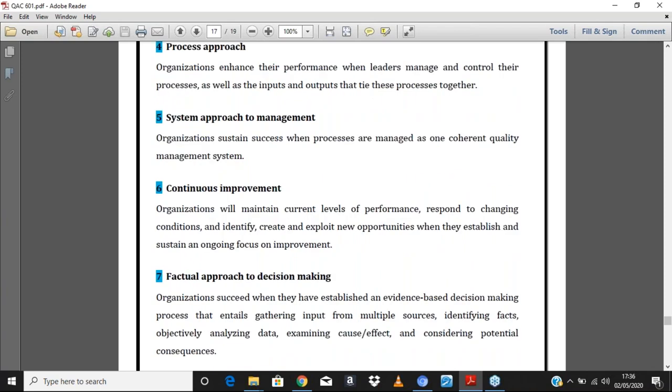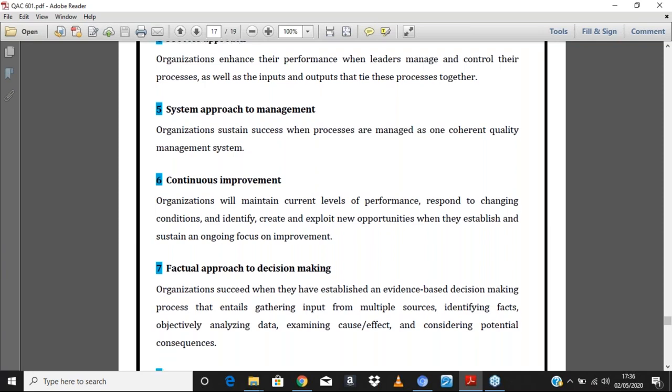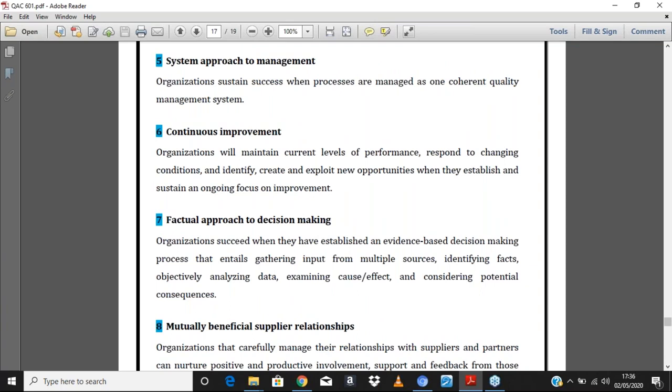Then we explained earlier on about continuous improvement. Improvement is not a one-time achievement. You cannot get achievement in quality today and say we have reached the peak of quality. No, there has to be continuous improvement with respect to quality. Then what is called factual decision making. The word factual is very, very important because we have to work with what we can see. So organizations succeed when they have established an evidence-based decision-making process that entails gathering input from what? Multiple sources, identifying these facts objectively, analyzing data, and of course taking their decision based on this analysis. So there has to be proper analysis and understanding, and decisions taken based on fact.